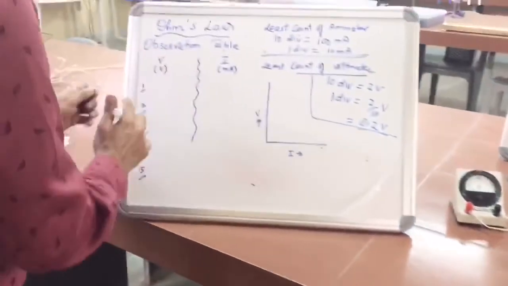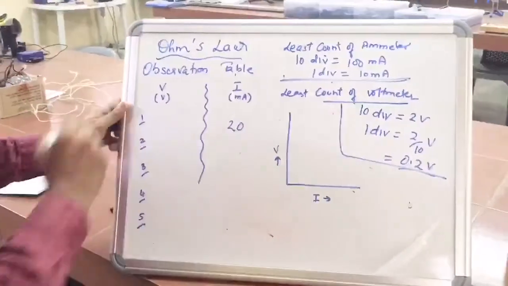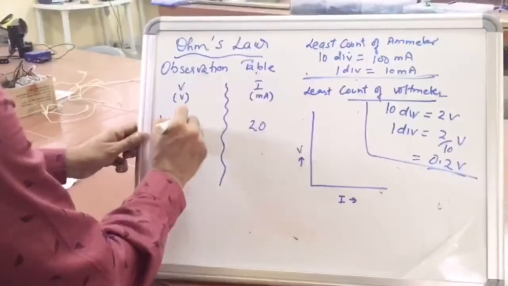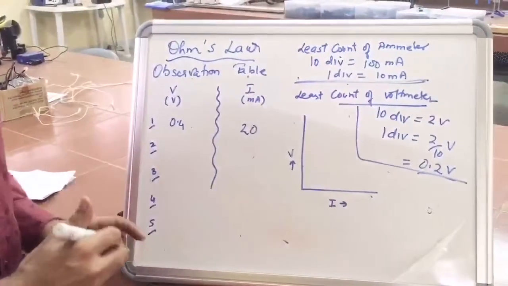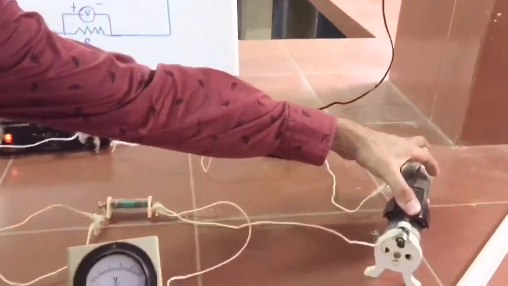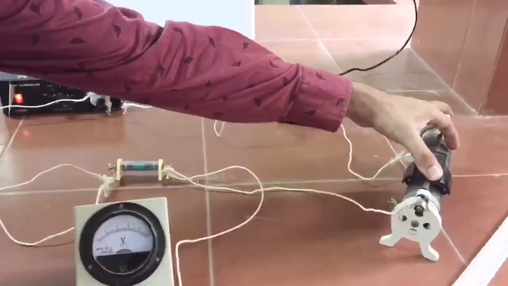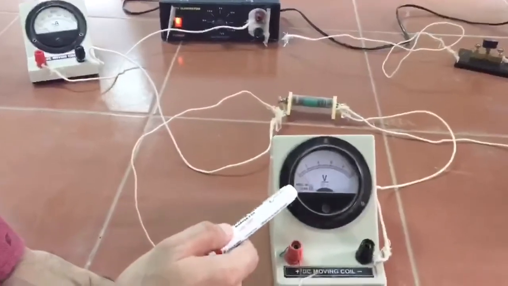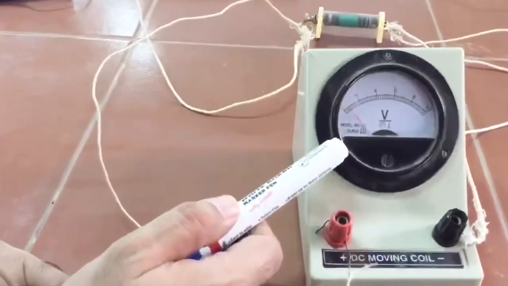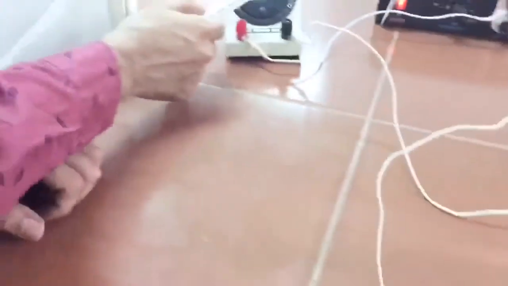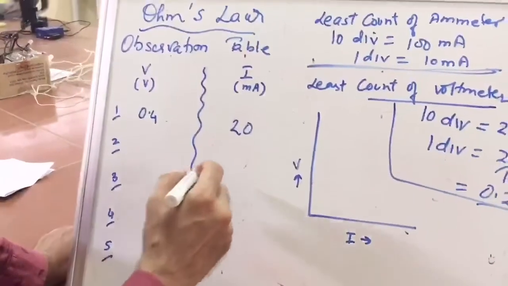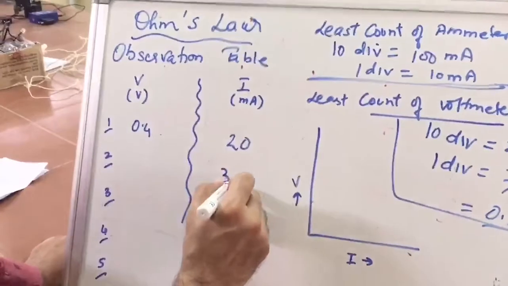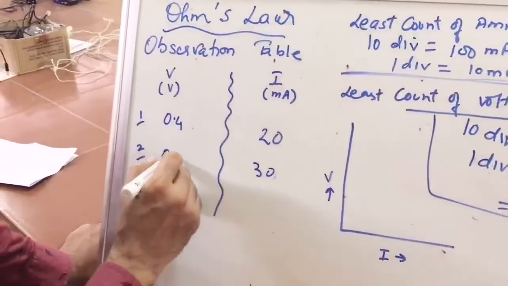So I will see that I comes out to be 20 milliampere and V comes out to be 0.4. Similarly, you readjust the resistance in the circuit with the help of the rheostat, and again note the readings. Now it comes out to be the third division here, and again the third division there. The third division means 30 milliampere and 0.6 volt.